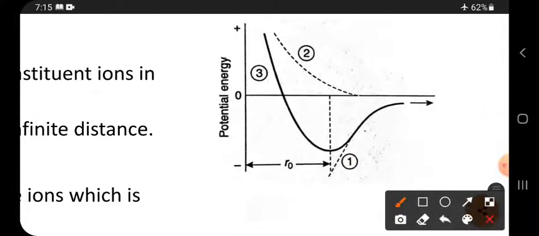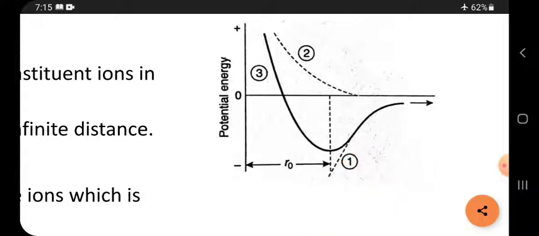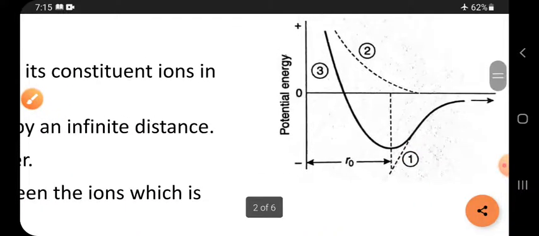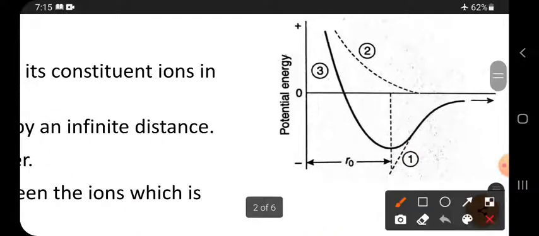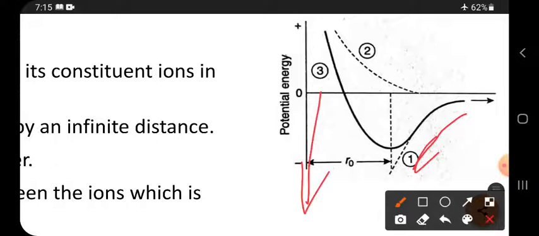See, this is the graph. This graph is because of attraction forces. Why is it in this direction? That force is negative, so that is why it is in the negative direction only. Slowly in the negative direction it increases up to a particular distance only. Later repulsion will increase. That distance is r naught, as given.